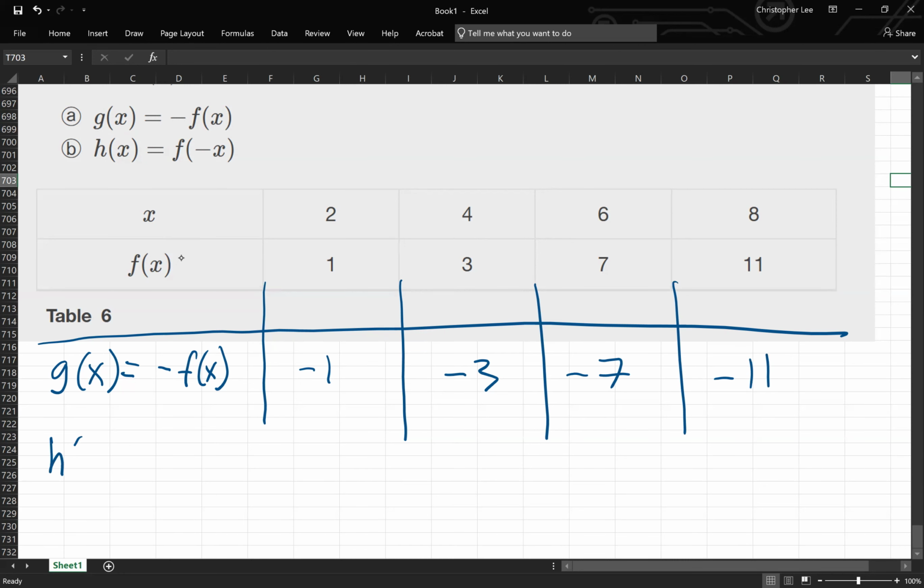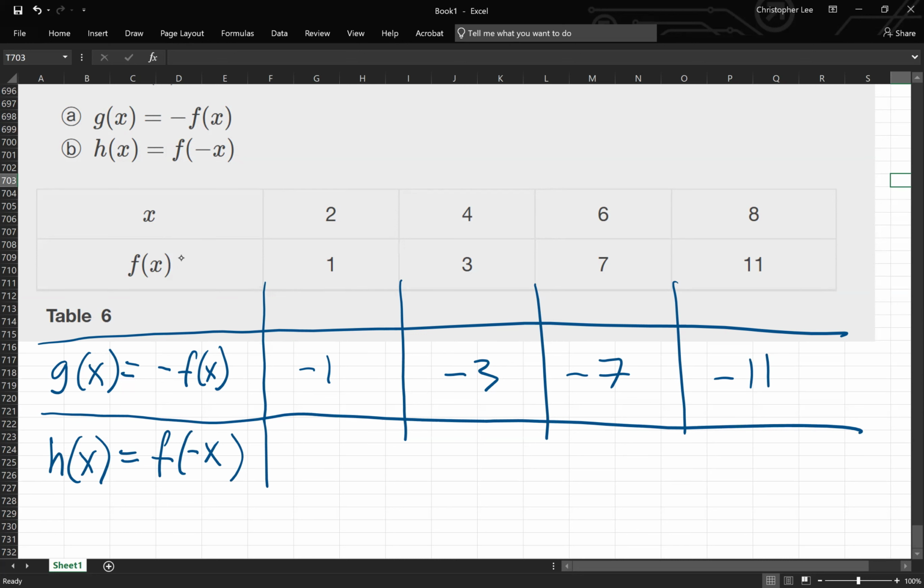H of x is literally what you see right there. This is f of negative x. So what am I going to write here? -2.